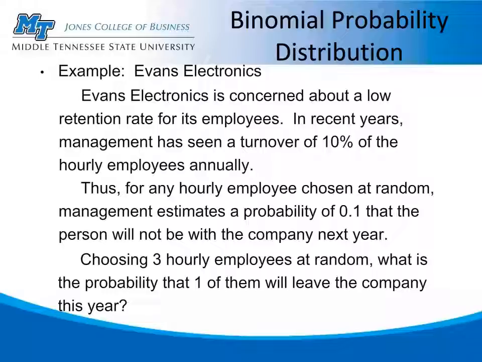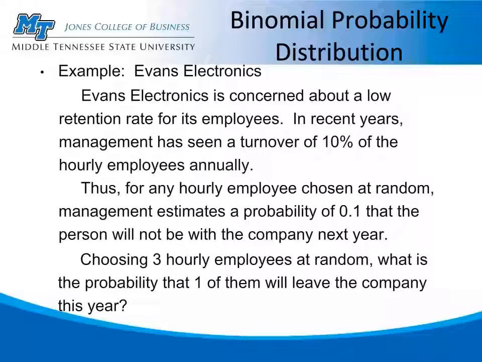Now the probability that any particular one leaves the company is 0.1 or 10%. So that's what the p is in the formula. n is the number of trials, and that's what the 3 is. But we want the probability that the number of successes, we're going to say that success is somebody that leaves the company, that the number of successes is equal to 1.